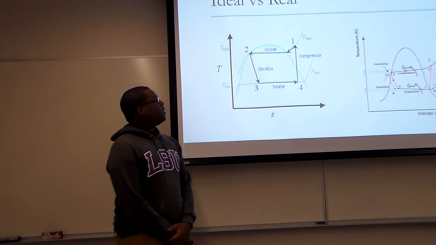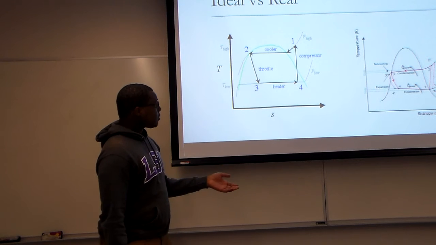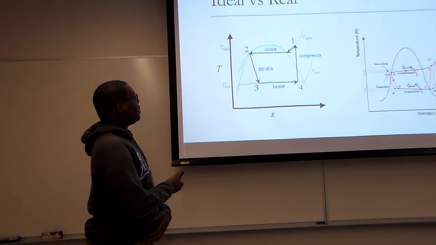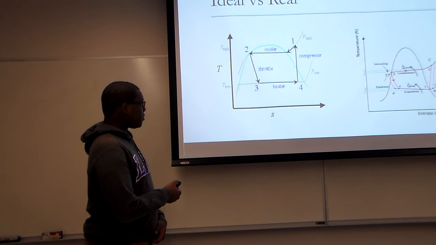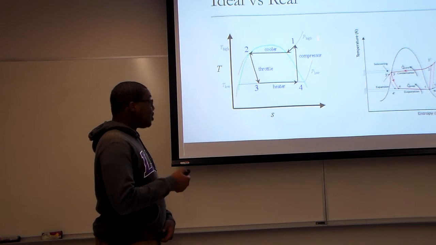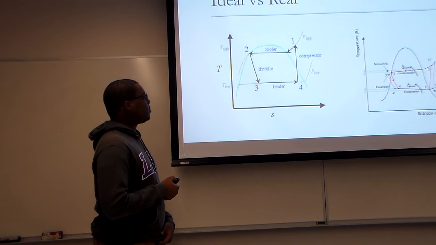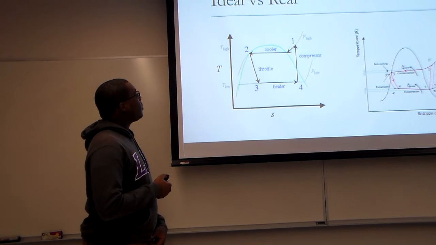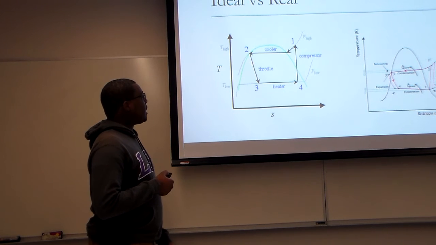This is the depiction of an ideal cycle versus a real cycle. This is the ideal cycle. You can see that for the heat rejection and heat addition parts of the cycle, it's at a constant pressure. For the compression, it's a constant entropy compression, and for the throttle, it's assumed to be adiabatic in that no heat is added in this process.